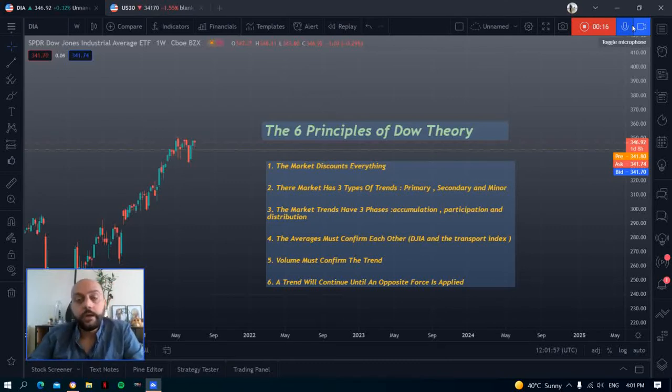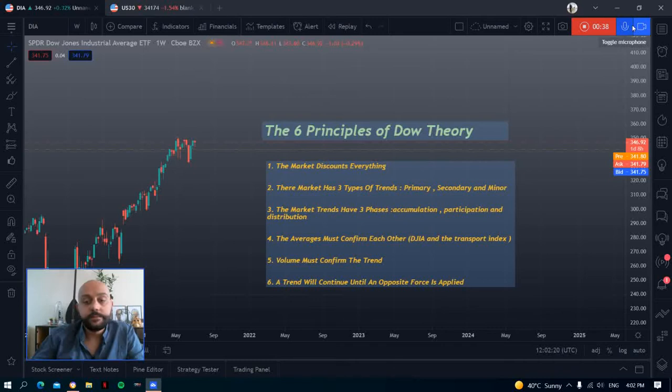What does that mean? Dow believed that all the information is already baked into the market. No matter what, whether it's the stock rating or the stock performance, all the information that we need is already in the chart. So there will be no surprises. Now, does that still stand today? Who knows? But a lot of the time you do see that happening.